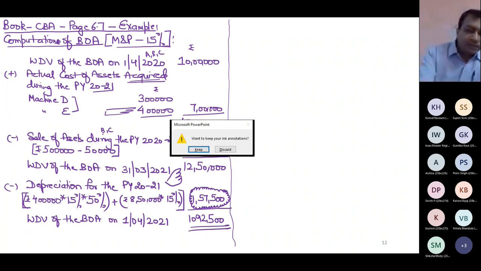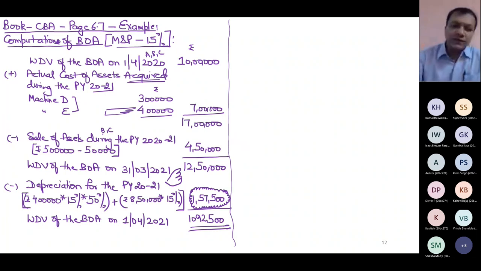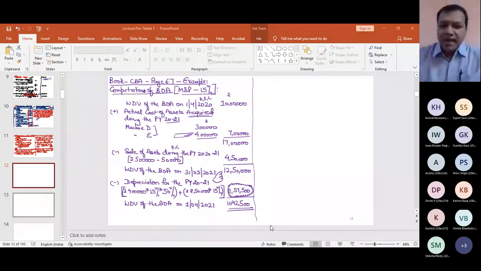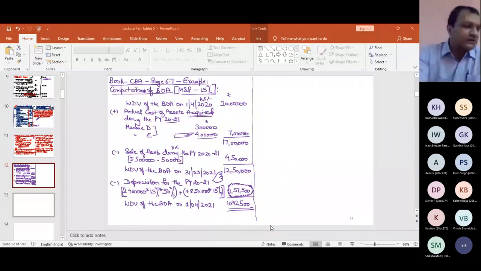That's it. Please raise your hand if the concept is clear. Now I have applied almost all the theoretical concepts in this numerical. If you still have any slight problem or any minor doubt related to depreciation under section 32, please ask me in this example itself.